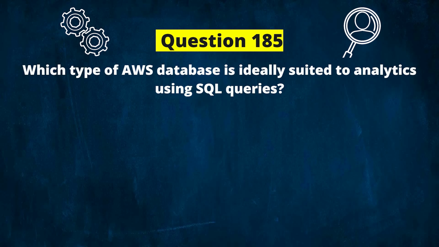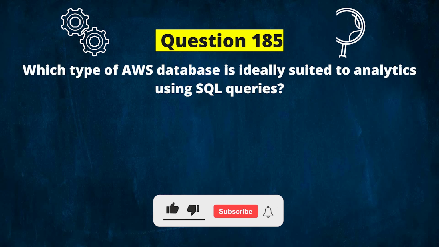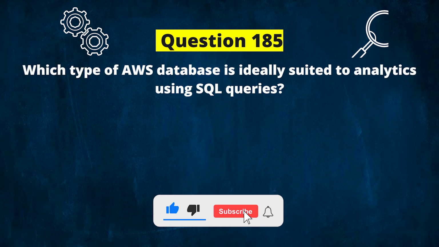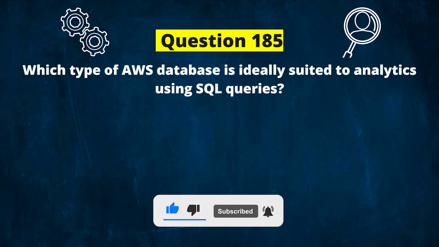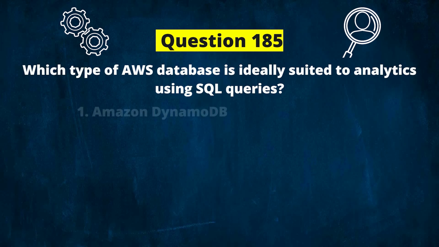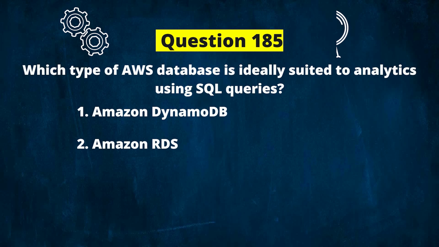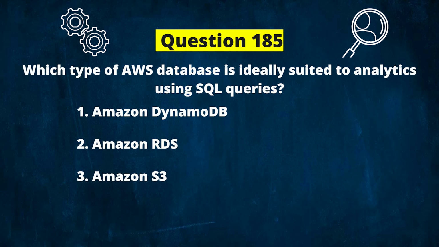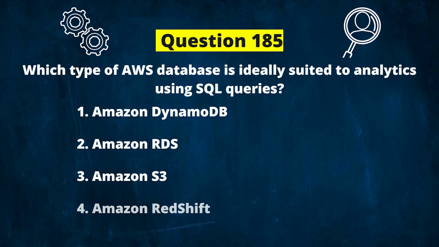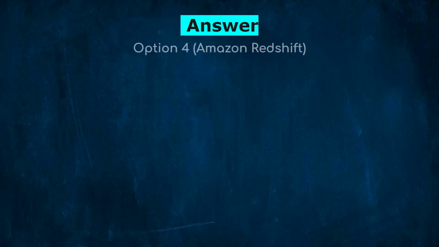Next question. Which type of AWS database is ideally suited to analytics using SQL queries? Now the options are: Option 1, Amazon DynamoDB. Option 2, Amazon RDS. Option 3, Amazon S3. Option 4, Amazon Redshift. And the correct answer is Option 4, Amazon Redshift.